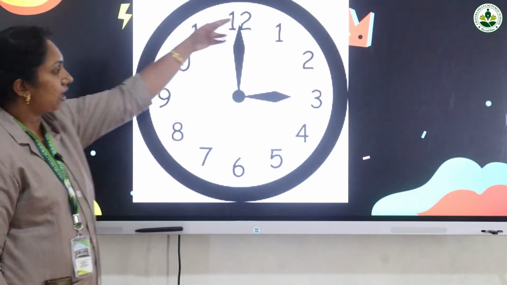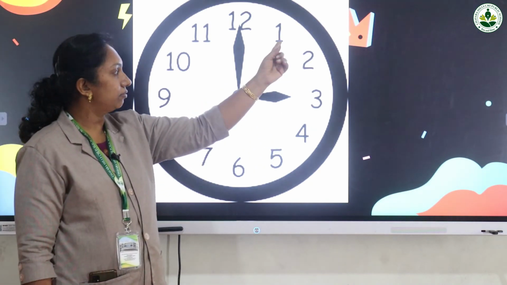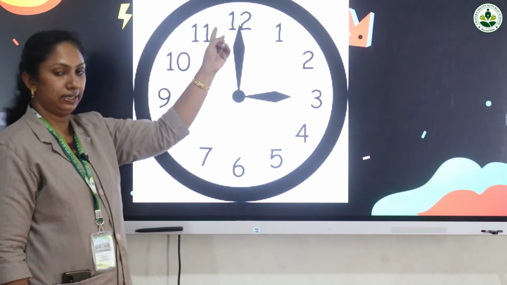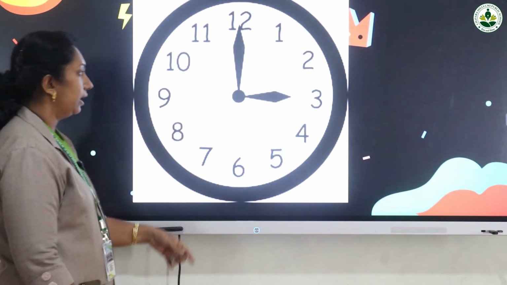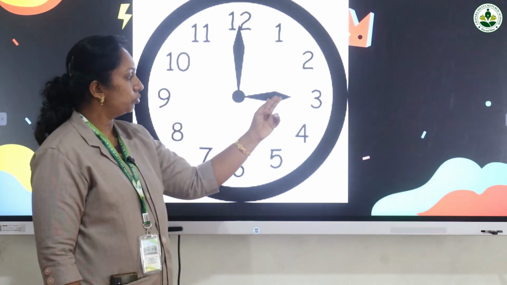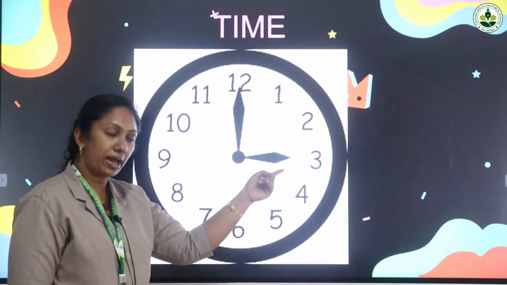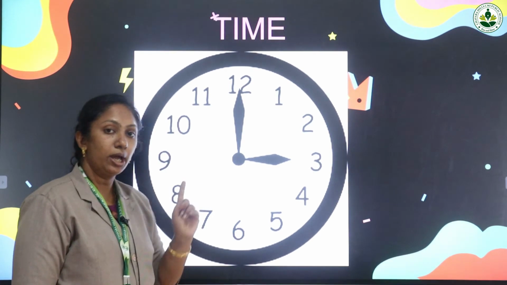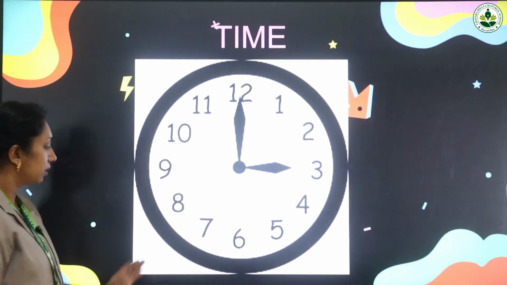See, this is the clock. Okay, so the numbers 1 to 12 you can see. And you can also see two hands, that is, this short hand is known as hour hand and the long one is called minute hand. Okay, so these are the things you can see on the clock.